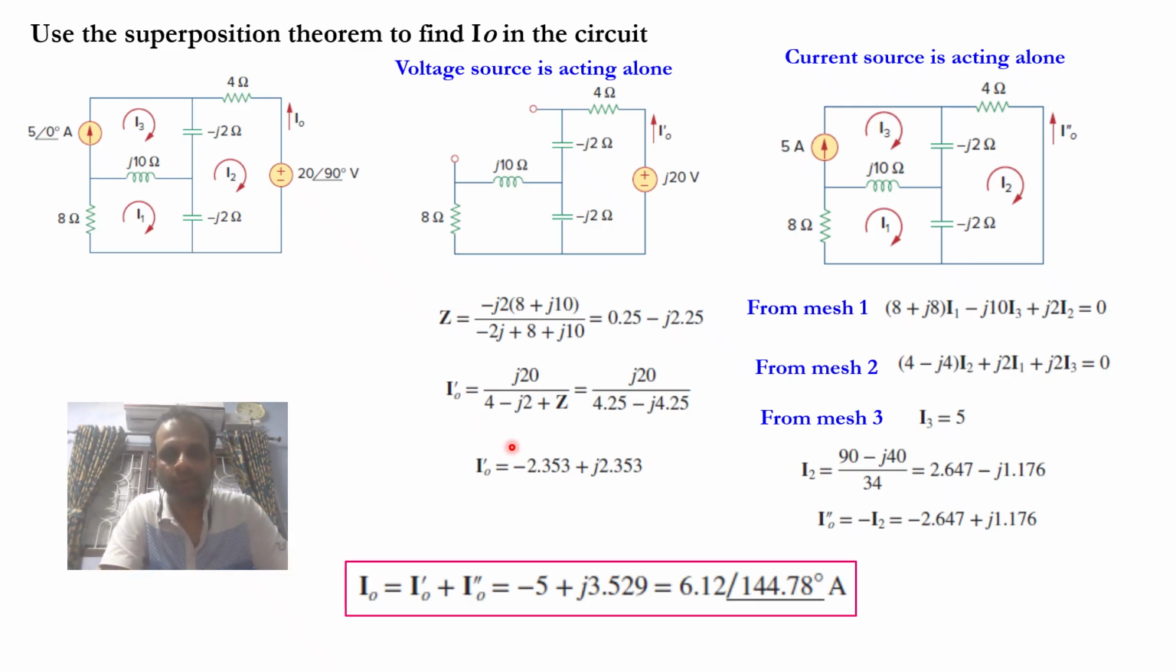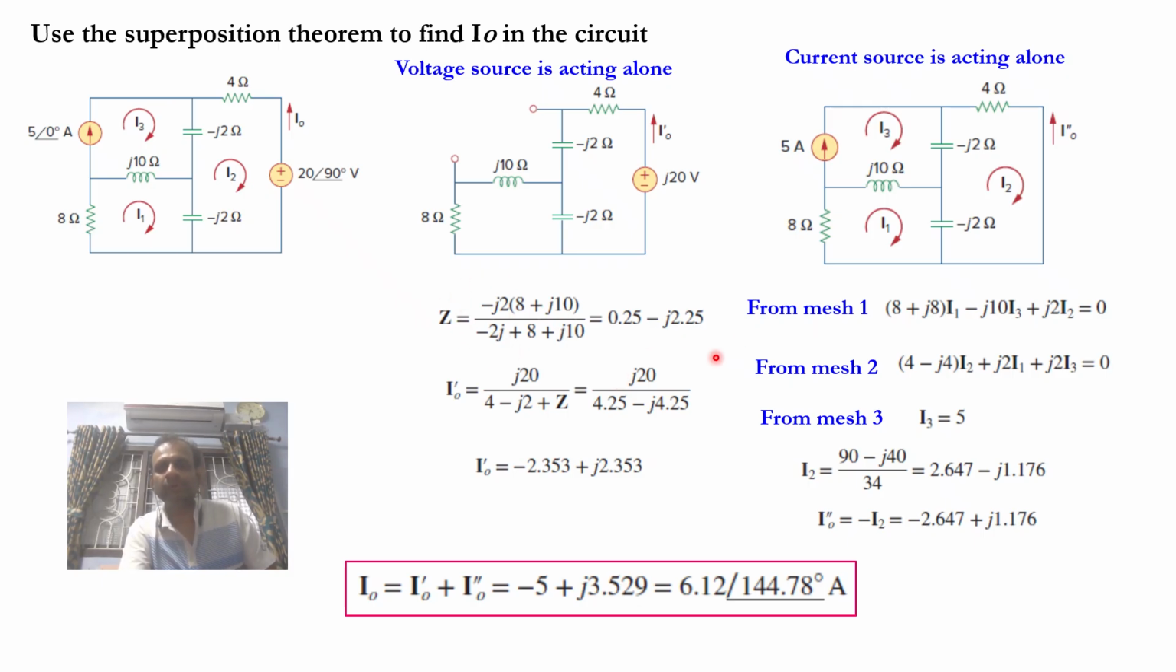I naught is required. What is I naught? I naught is the current through the 20 volts. So the source is leading the current by an angle of 90 degrees. Same way, calculate Z.